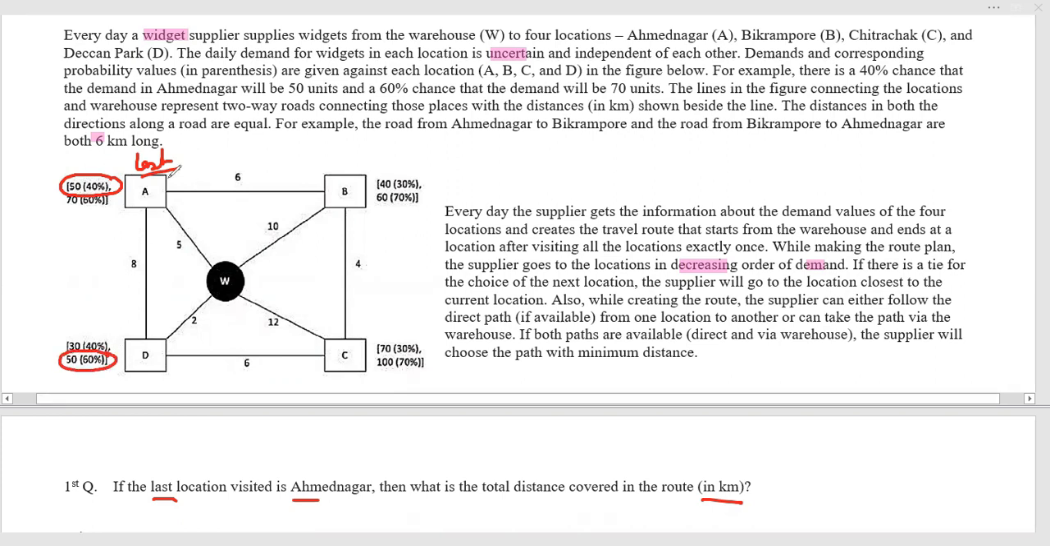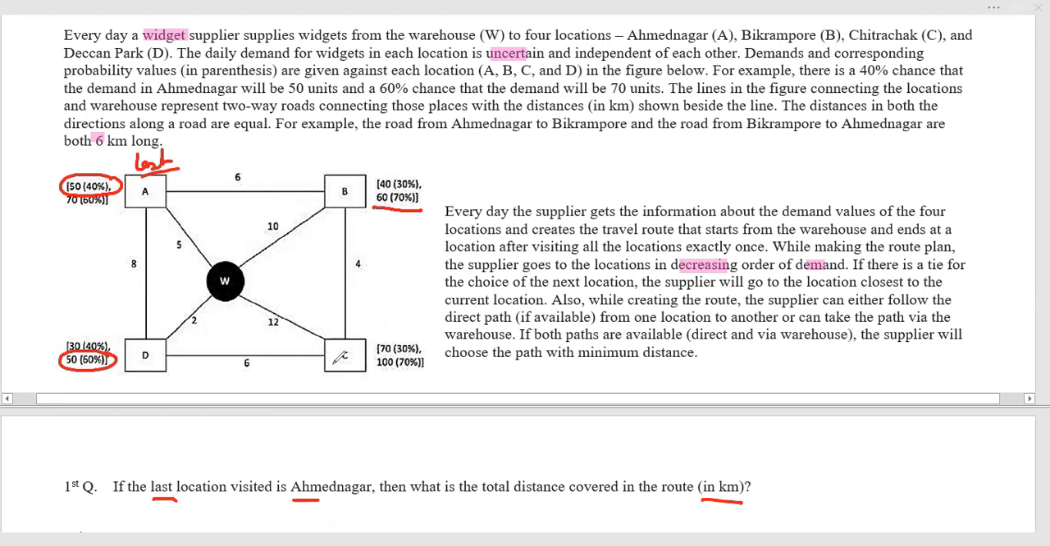These two demands I got. So A demand is 50 and D demand is 50 as well. Now B cannot be lower than 50. If it is lower than 50, then definitely B will be the last. So it is also this zone, 60. And C is higher, there is no issue.